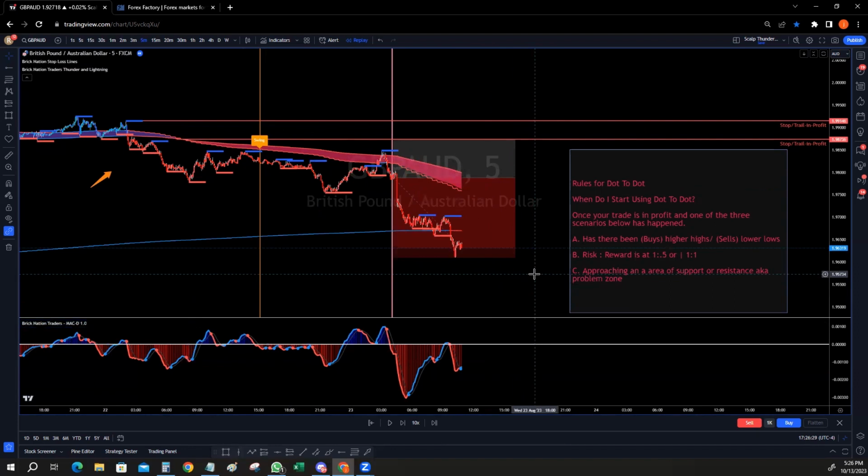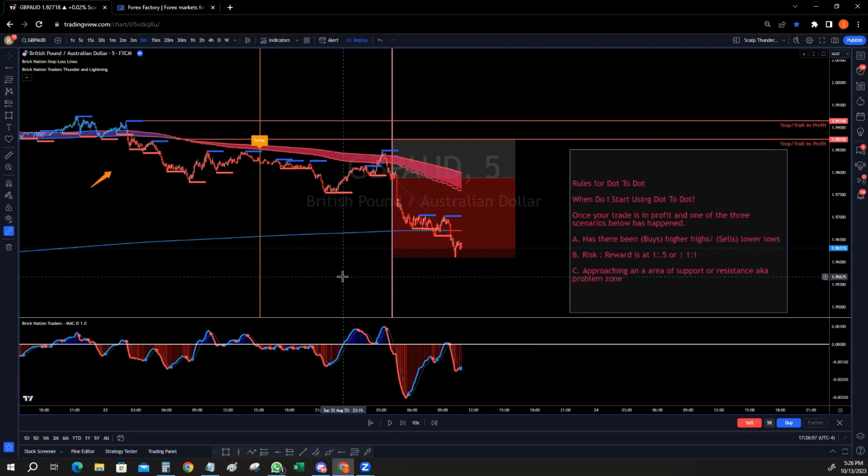Now, when do I start using dot to dot logic? Once the trade is in profit, and one of three scenarios has happened. The first: it's either the market's been making higher highs or the market's been making lower lows. That's the first indication.